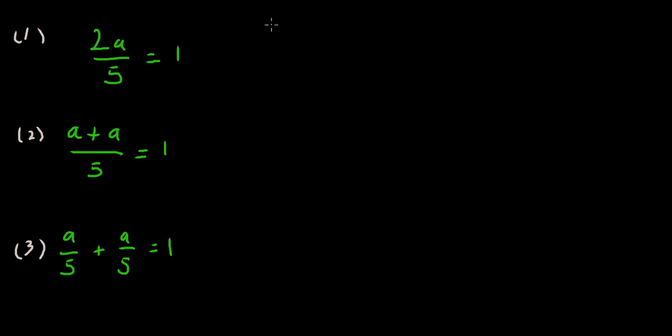Now it just so happens that I've found the solution of these equations beforehand, and it turns out that a equals 5 over 2. And so what we could do to find out if all of these equations are equivalent is to plug in our value for a and see if a satisfies all three of these equations. If a satisfies all three of these equations, then they're said to be equivalent. So let's begin. If a equals 5 over 2, we're going to plug that into our first equation.